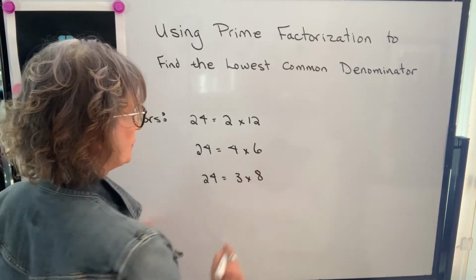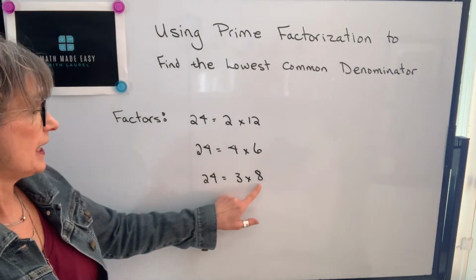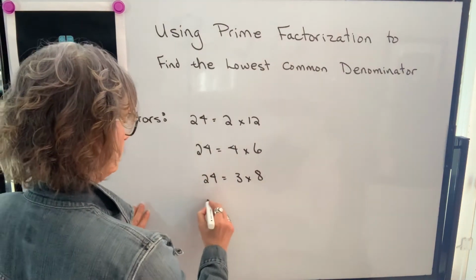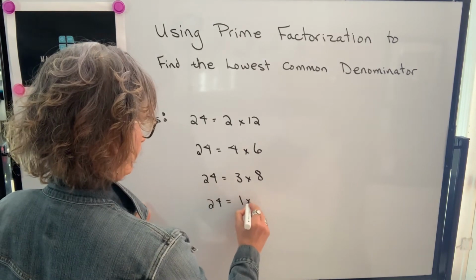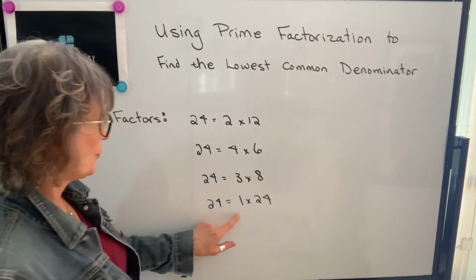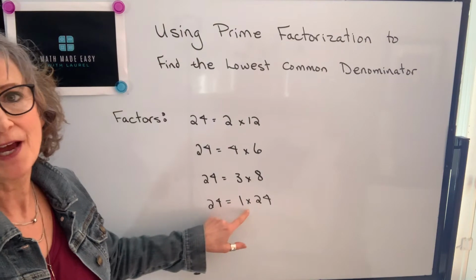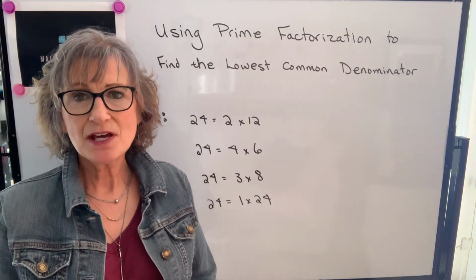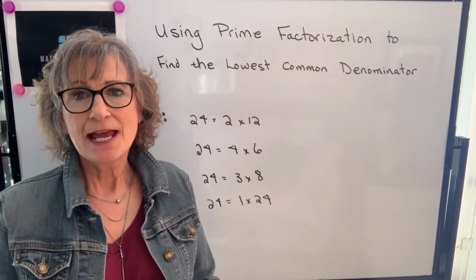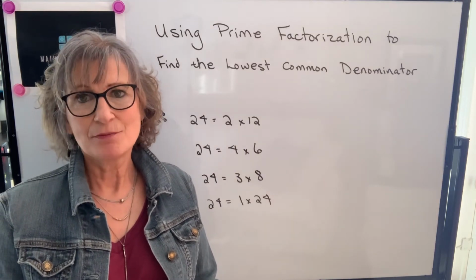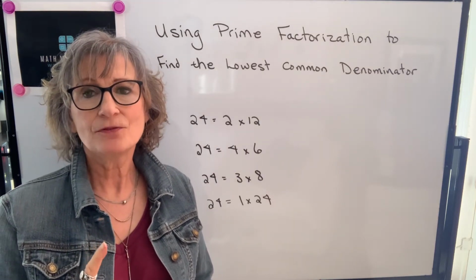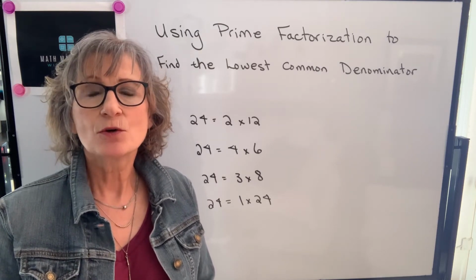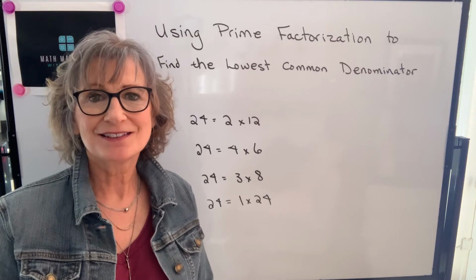24 is also equal to 3 times 8. So 3 and 8 are both factors of 24. 24 also has the factors of itself and 1. So some numbers have lots of different factors, and some numbers don't. Some numbers only have itself and 1 as factors, and those are very special numbers. So I want to talk about those next.